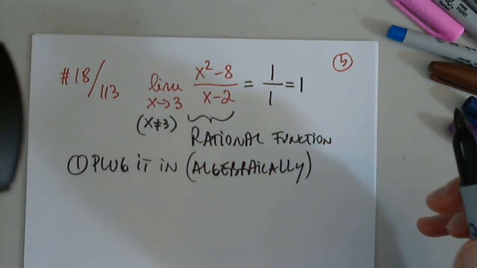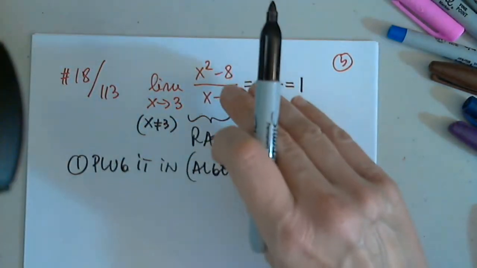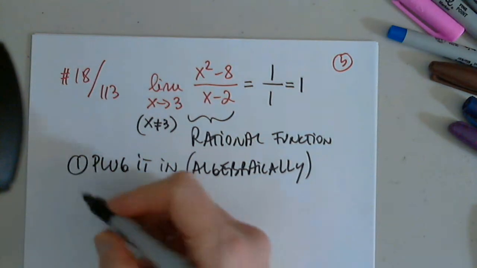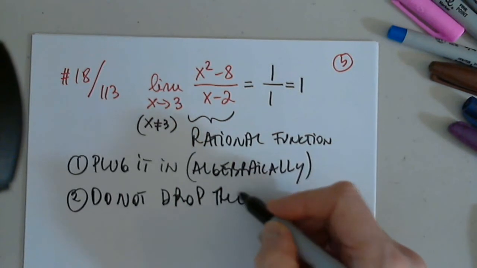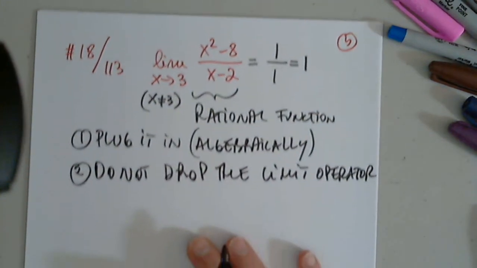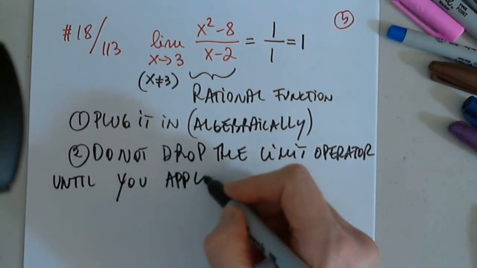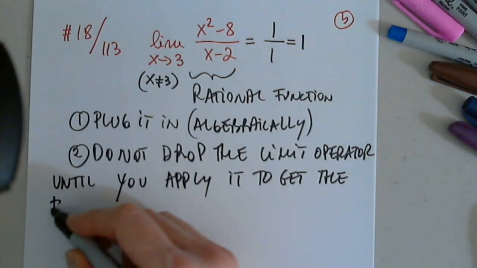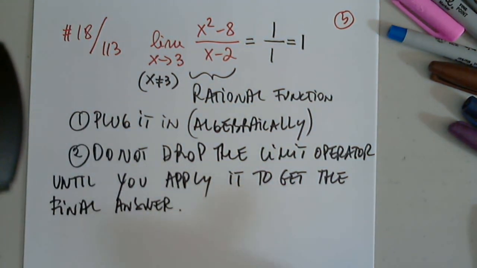So notice one thing, thank you, Jackson. I dropped the limit operator because I applied it to the function. The moment I apply it, I drop it. So number 2, do not drop the limit operator until you apply it to get the final answer. You have to carry it all the way.